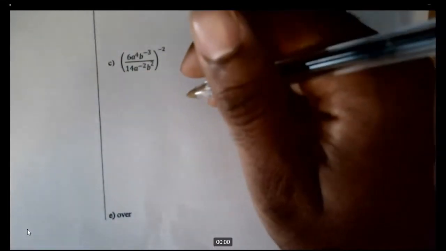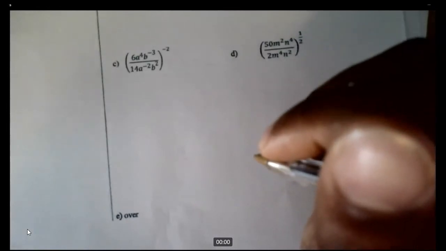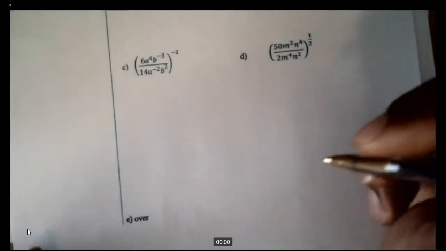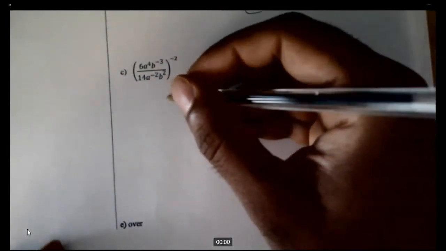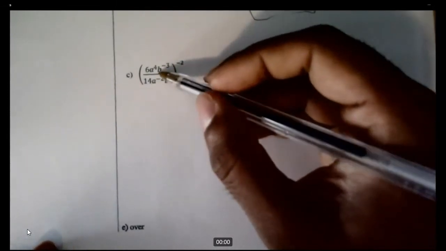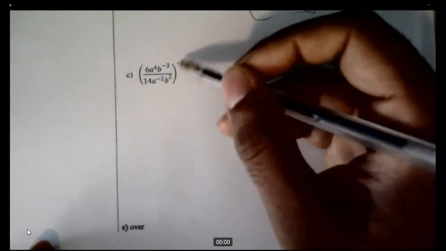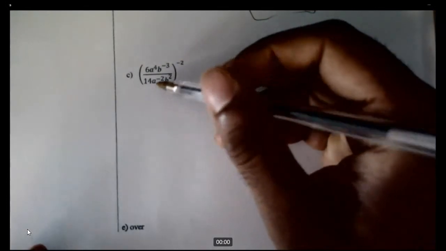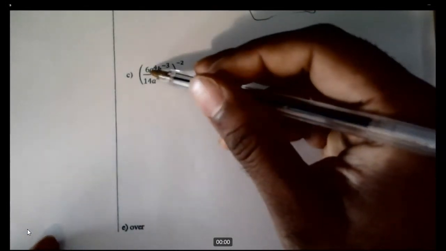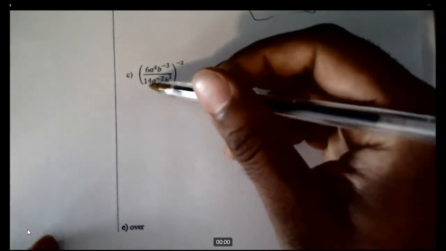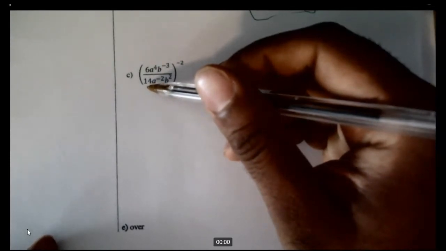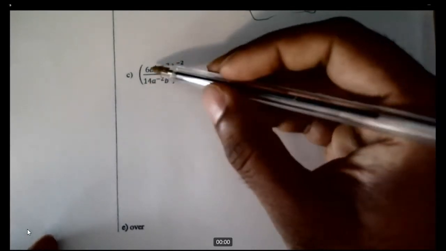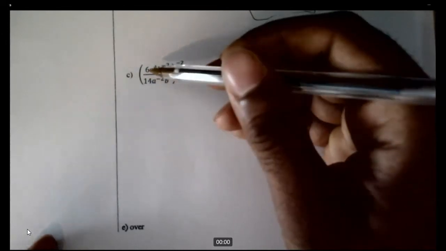Okay, so let's go on to part C. So this one has a few things. It might be kind of tricky to do this one. So first thing you want to do whenever you see questions like this, you want to simplify it as much as you can before you start playing around with the exponents. So what's the greatest common factor of 6 and 14? The biggest number that goes into 6 and 14 is going to be 2, right?